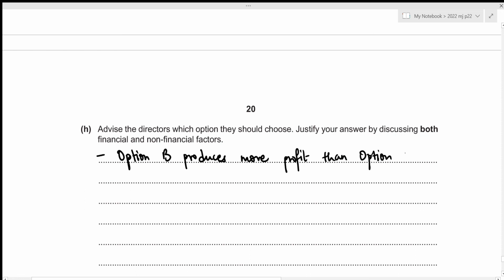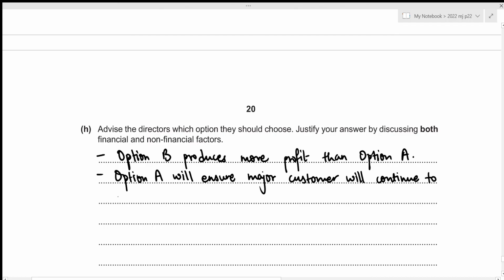And in option A, we are catering to the needs of our major customer. We are also providing the total of 9,000 units ordered by that particular customer, right? So this will obviously ensure that the major customer will continue to order in the future. Let's write it down. Option A will ensure major customer will continue to order in the future.